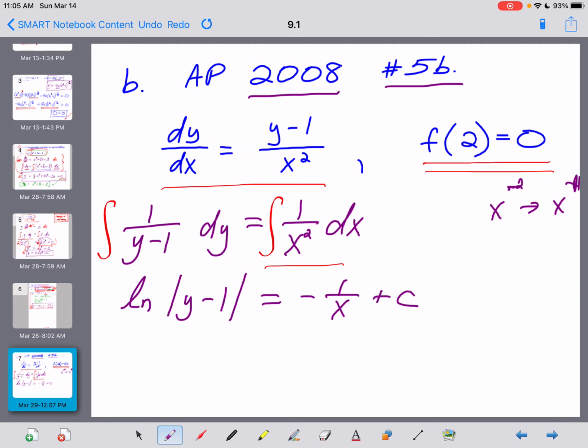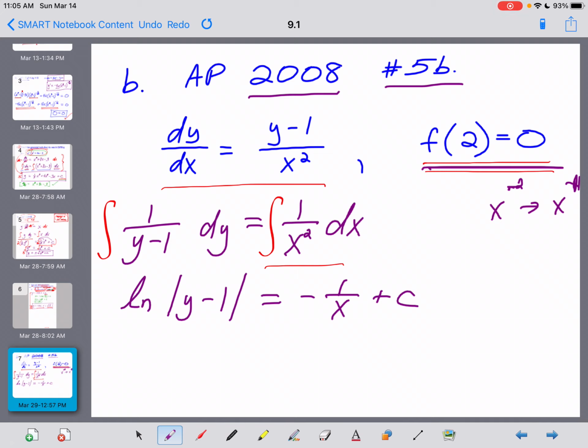Okay, that's where we're at right now. We have anti-differentiated both sides, and there's two different schools of thought on what to do next. One way, and the way that I used to do these problems, is to keep manipulating this equation that I have here in purple to try to get y by itself first, and then come back and use the initial condition to solve for c.